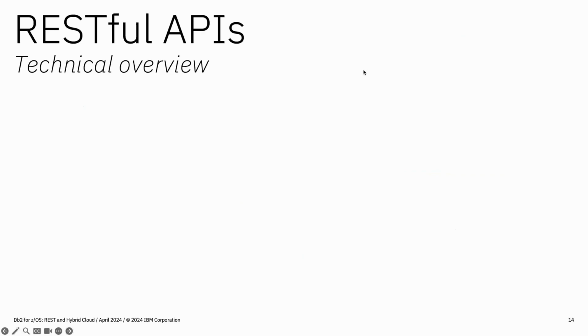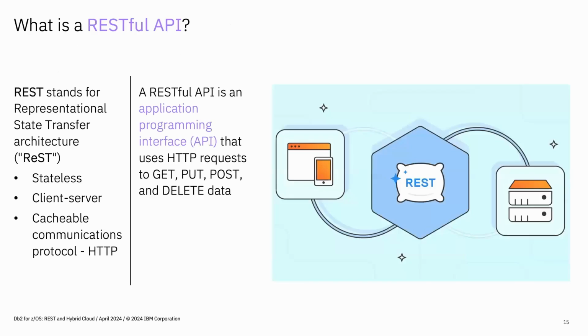So let's jump into an overview of RESTful APIs. We've been talking a lot about the API economy, so I want to define REST first. REST stands for Representational State Transfer. It is an architecture, a protocol for sending and receiving information. How do you send and receive data? Let's have it in a standardized format.